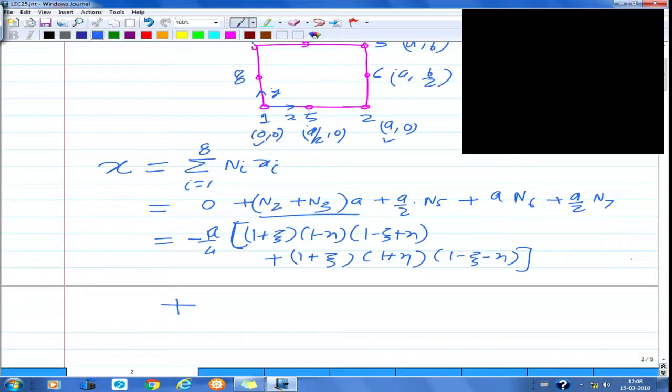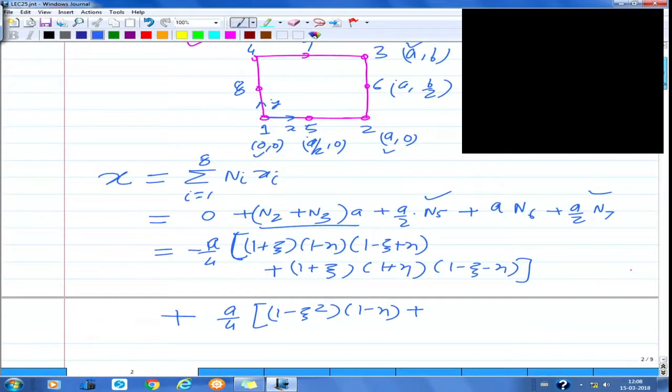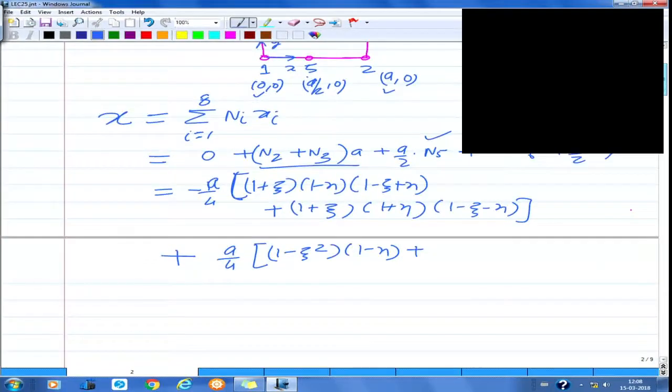And what we can also do is combine n5 and n7 because they have this common a by 2. In n5 and n7 you will have 1 by 2, so I can write it as a by 4. What is the expression for n5? We want to write here n5 plus n7. So n5 is 1 minus xi square into 1 minus eta, and n7 is again 1 minus xi square into 1 plus eta, and plus the last term, which is a into n6, so that would be a by 2. And what is n6?